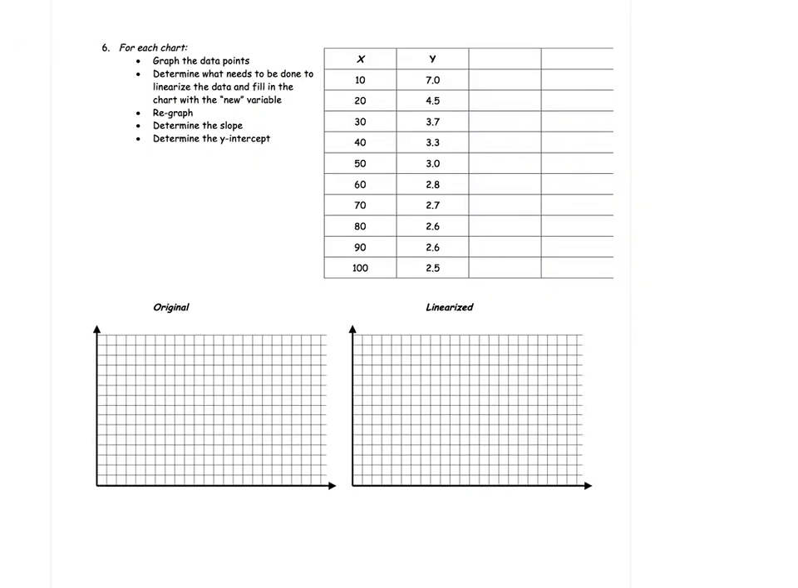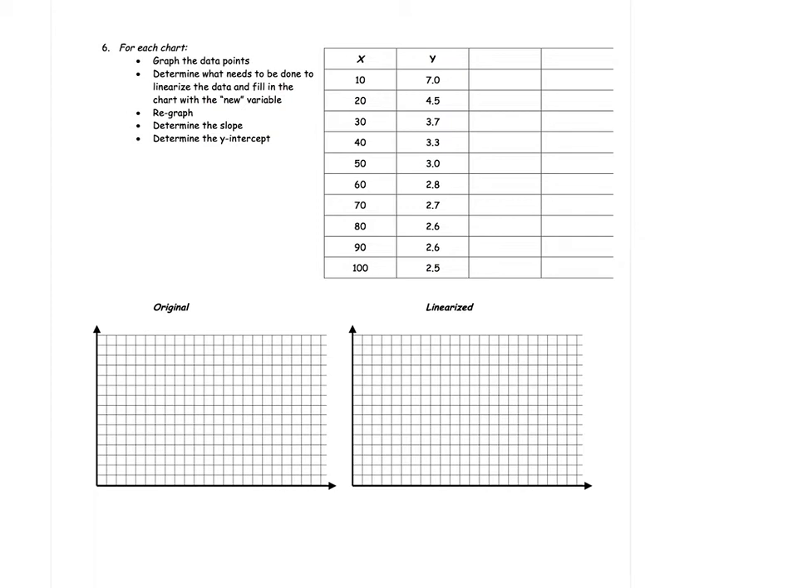Moving on to this next problem where we have to graph the data that we're given and then linearize that graph. I'm going to start out by making my scale on the x and y axis. And what I'm really thinking about is what is my range of values. So on the x, we're going from 10 to 100, and on the y, we're going from 2.5 to 7. So I want to think about that when I'm making my scale.